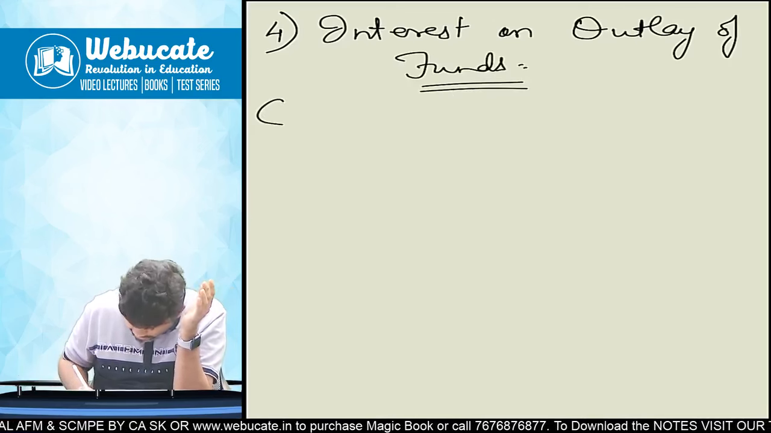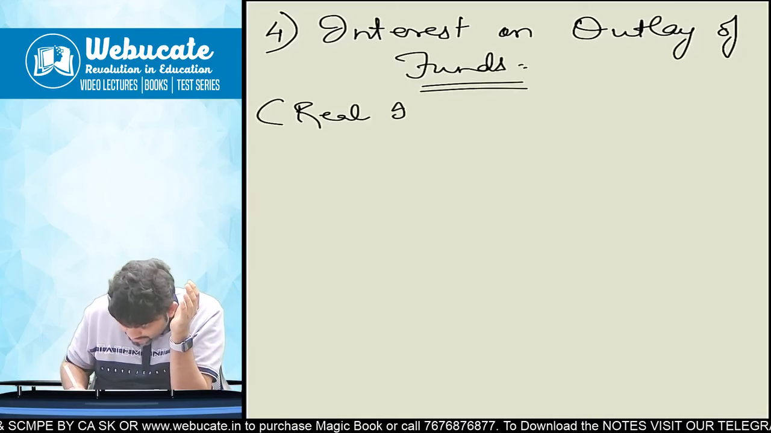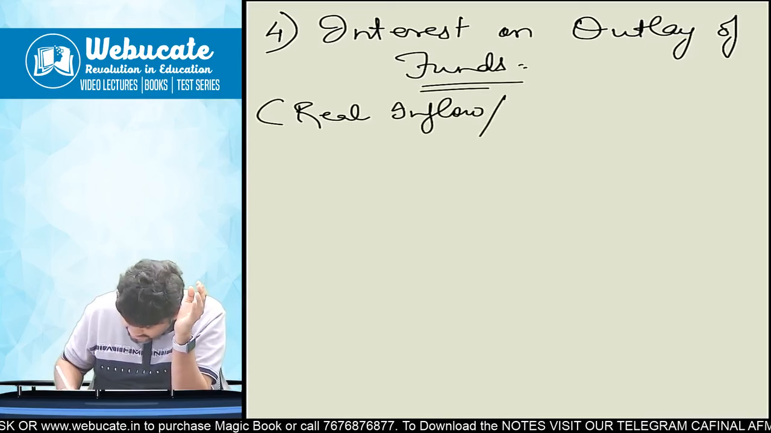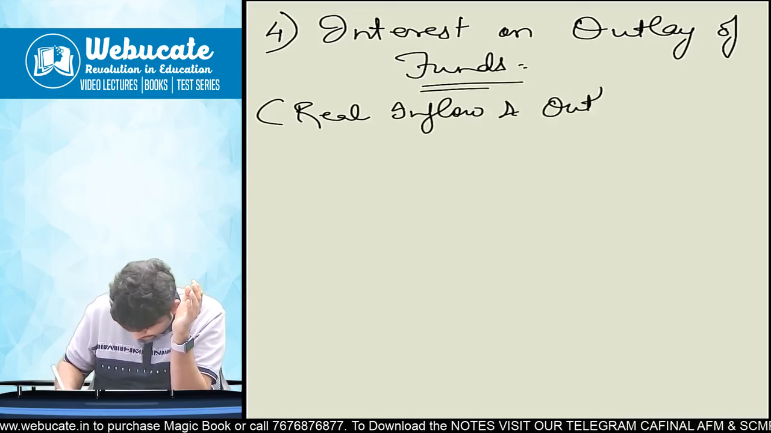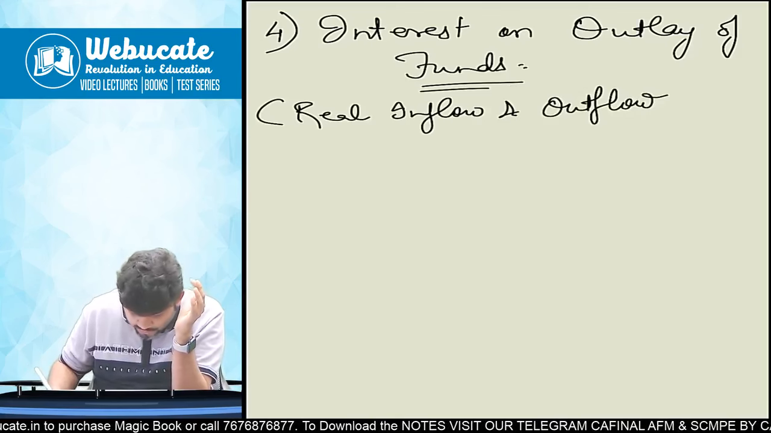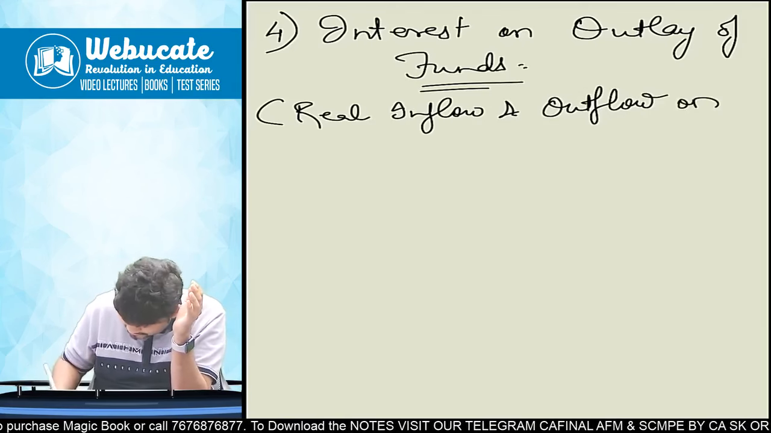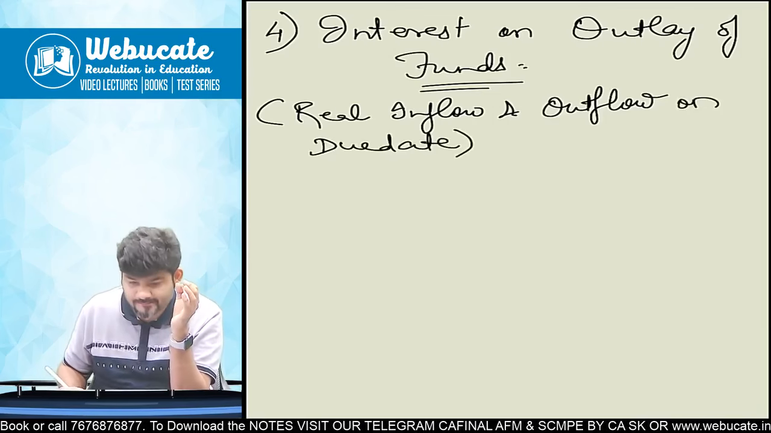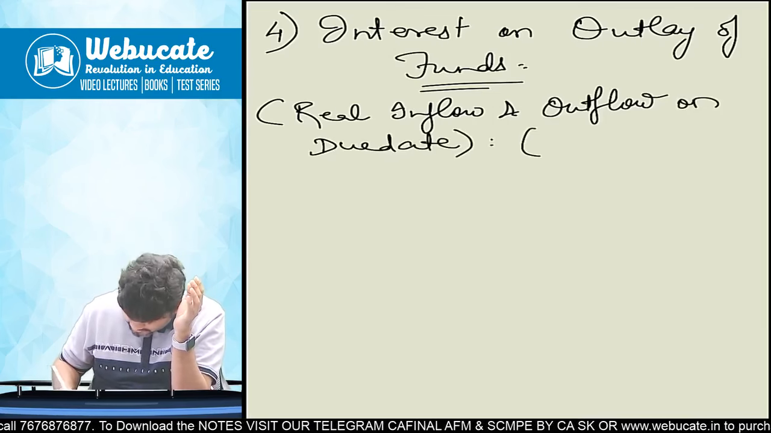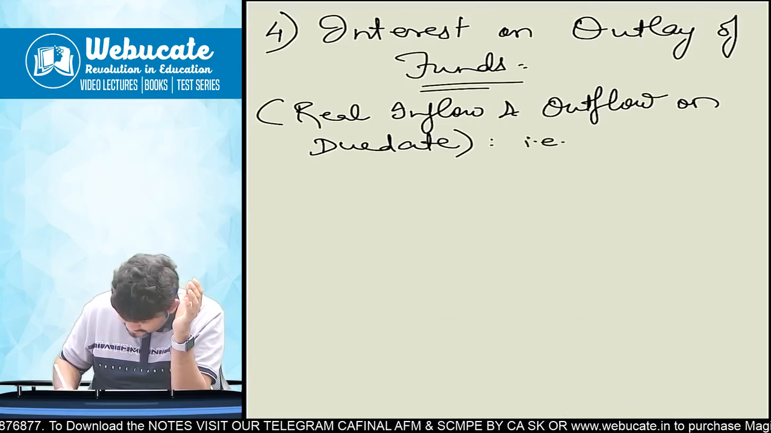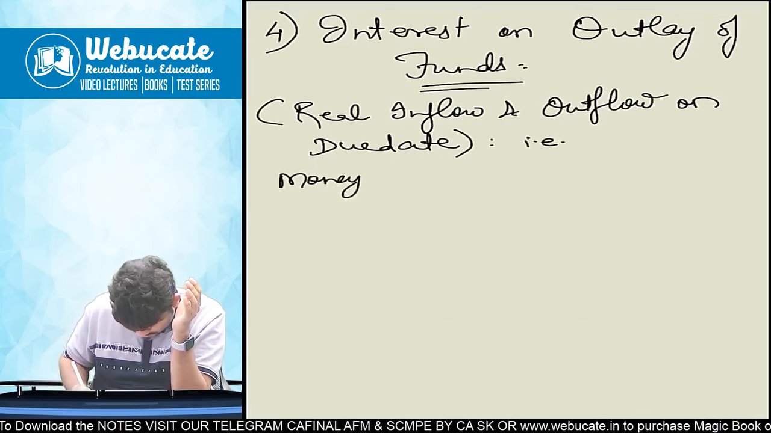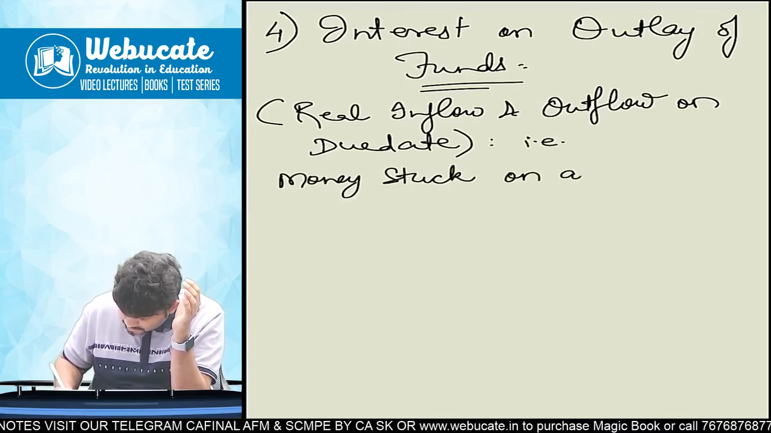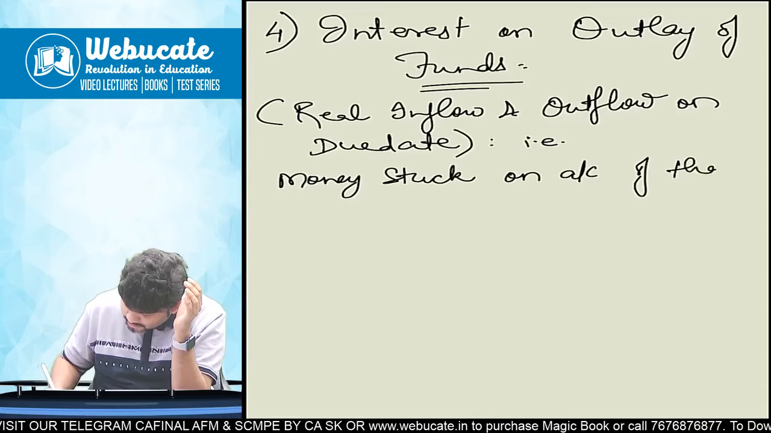So, what is this? This is the real inflow or outflow. Real inflow and outflow on due date. That is money stuck on account of that.